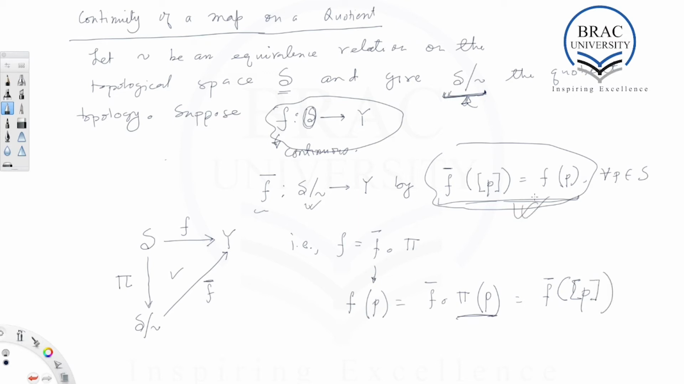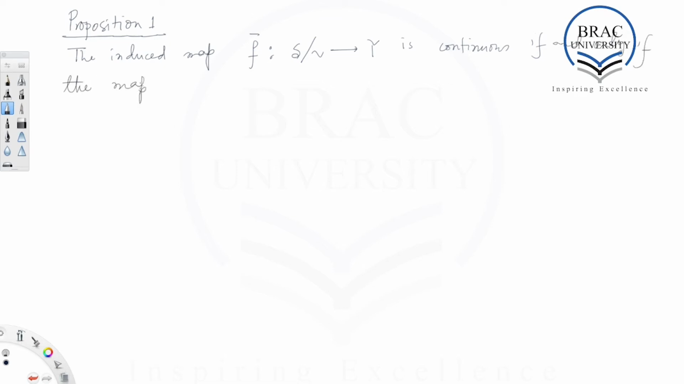All right. So now we have our first proposition of today's lecture. Let me state the proposition and then I'll prove it. Proposition 1. The induced map f bar from the quotient space to the topological space Y is continuous if and only if the map f from S to Y is continuous. Okay, one side is immediate, this direction.